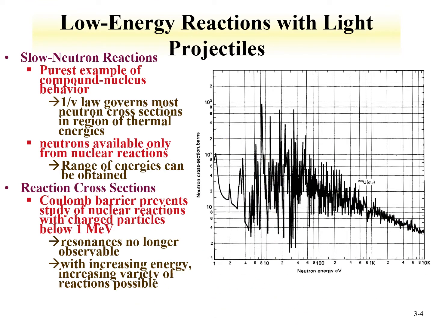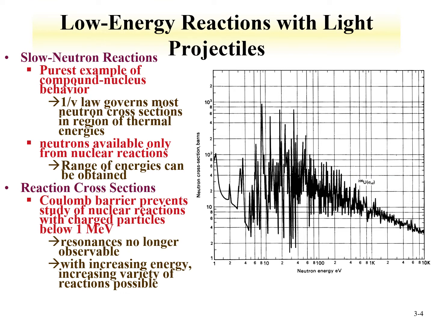The neutrons that are available for these reactions can only come from nuclear reactions. Therefore, a range of neutron energies can be obtained, since these neutrons are being produced fundamentally in the fission of a nucleus. Now, the reaction cross sections, as we see from the data here, vary. They generally start high, go low, but there are resonance peaks throughout the energy regime that is examined, in this case for the fission of uranium-235 by thermal neutrons.